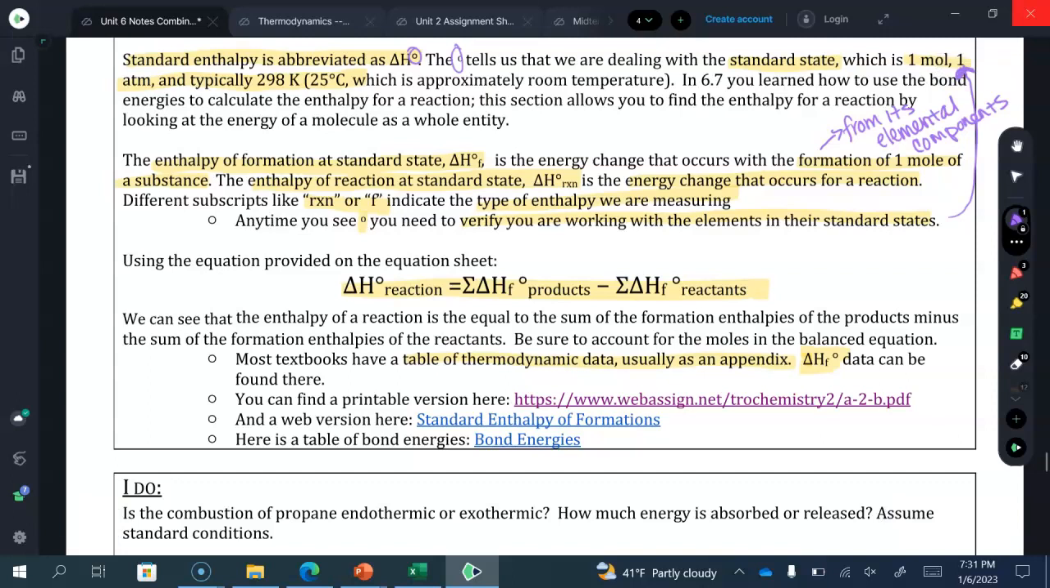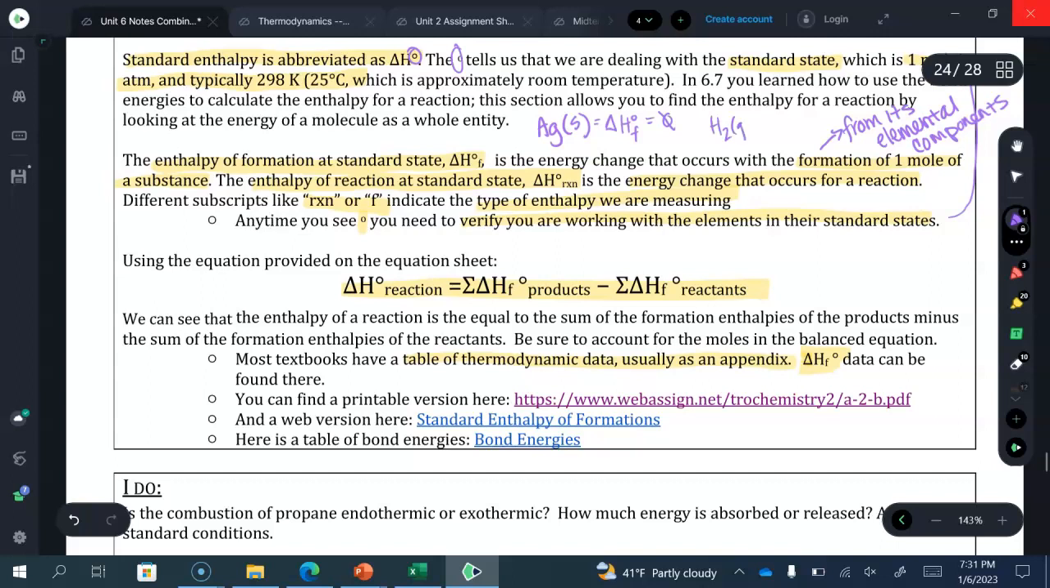So it's key to remember that. Any substance that exists as its element has a standard enthalpy of formation of 0. So like silver solid, it has a delta H of formation equal to 0. Hydrogen gas, because that is how it exists as an element, that is its standard elemental state, its enthalpy of formation is also 0.